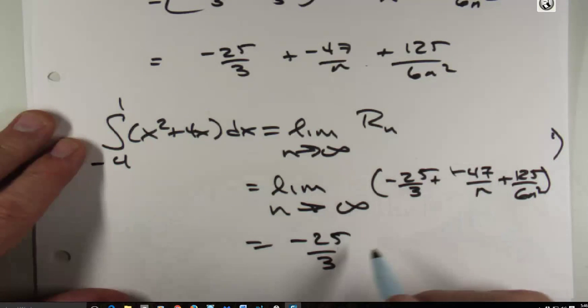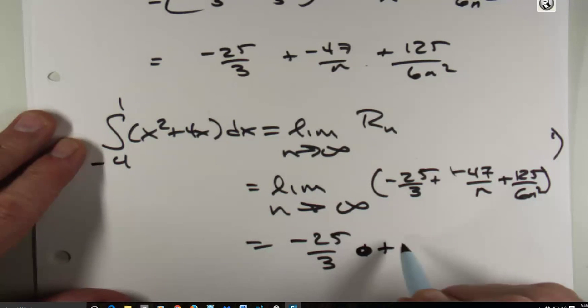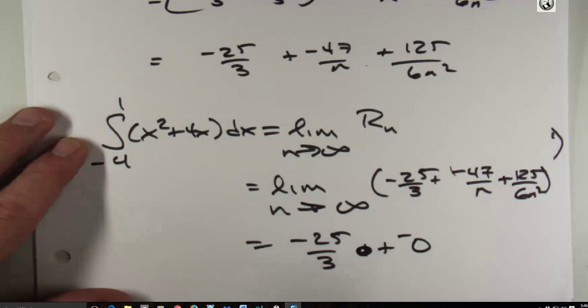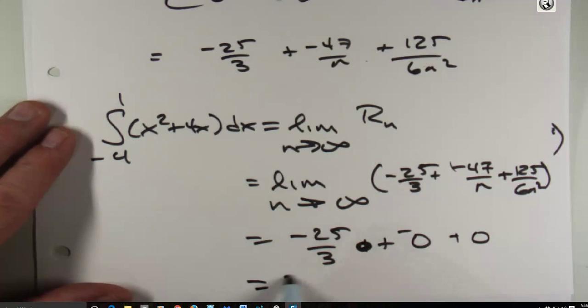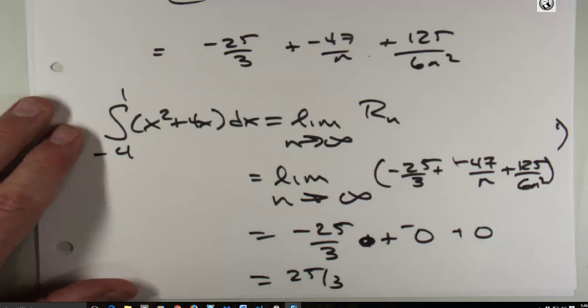However, as n grows without bound, we're going to add something that's close to 0, but it's negative, plus something close to 0, which is 25 thirds. We have a negative value. Oops, I forgot the negative sign. You forgot to mention that to me. There's the answer. I hope this helps.